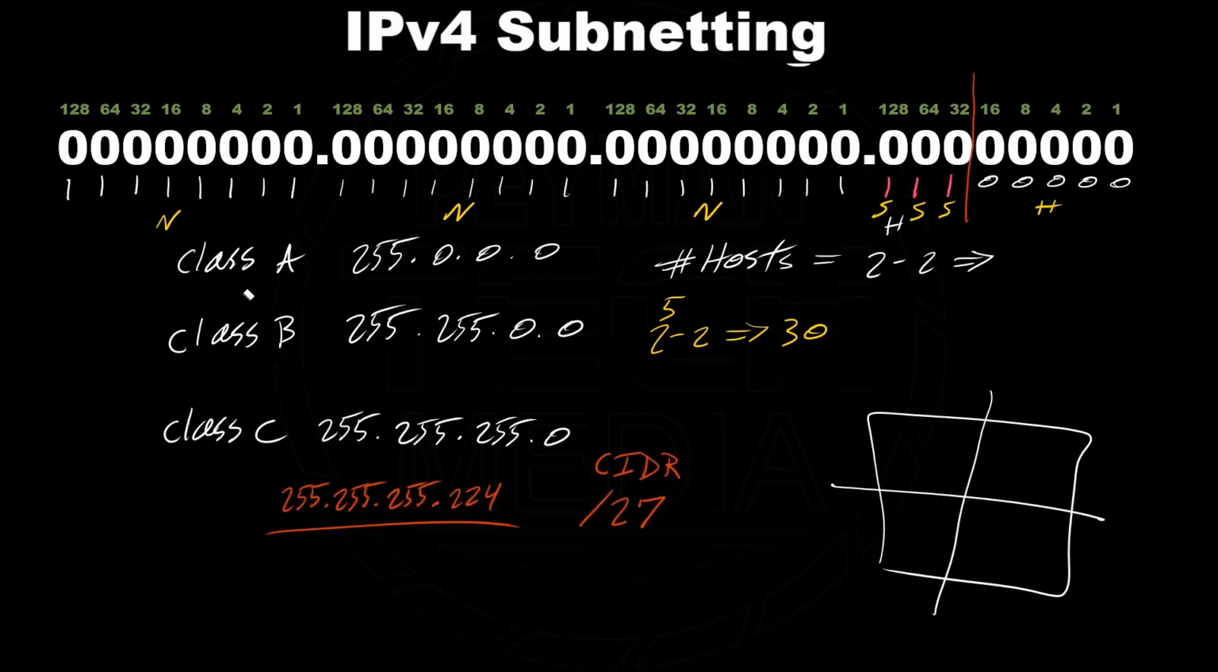So this section, again, you guys already know the default subnet mask for class A, for class B, and for class C, right?